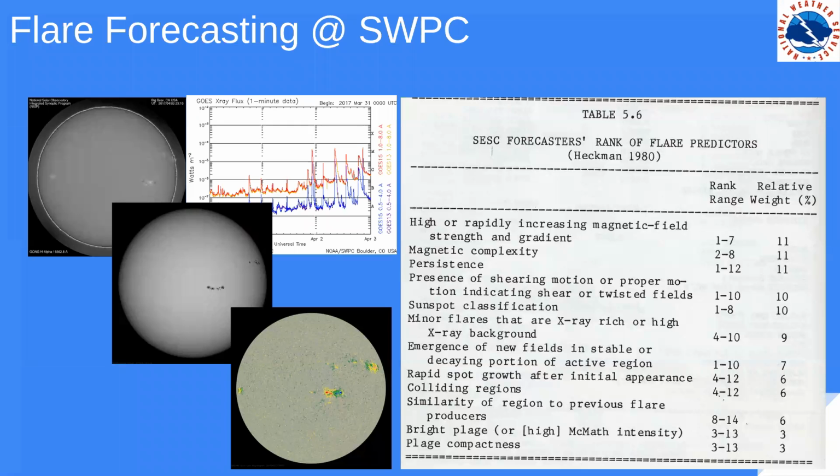Talk a little bit about flare forecasting. On the right is a table, and you can see the date there, it's from 1980, of the types of things that forecasters look for for the potential for flares. We take this into account when we're putting together our flare forecasts, which originate in the McIntosh classification. And then based on these types of things and history, we'll adjust the numbers accordingly.